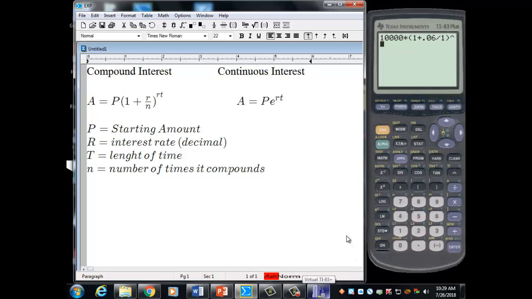We're raising it to the RT. We've got to put that in parentheses if we're going to type it in as a multiplication. 1 times 10. Or no, excuse me, 0.06 times 10. Give me 1 second, please.